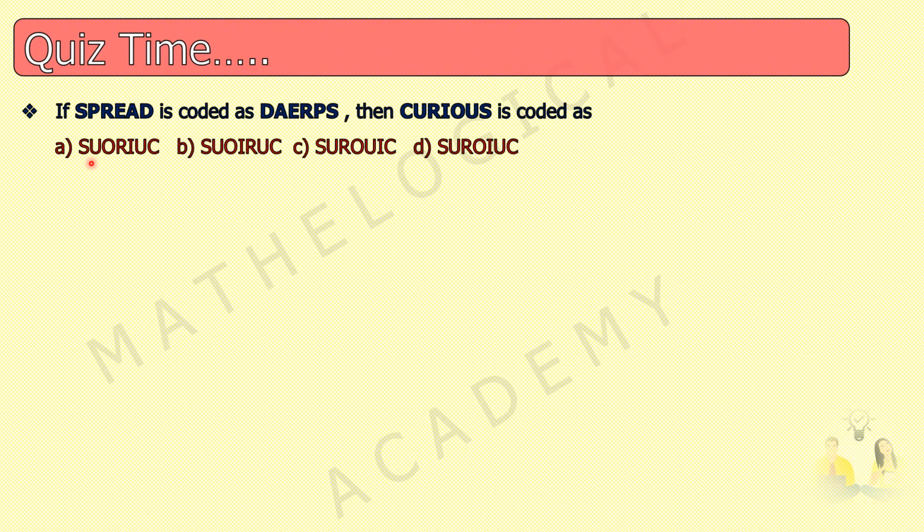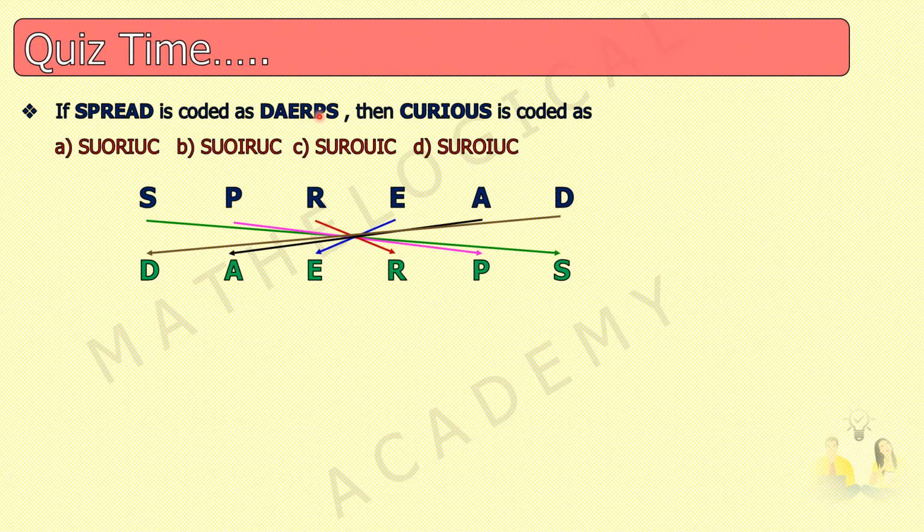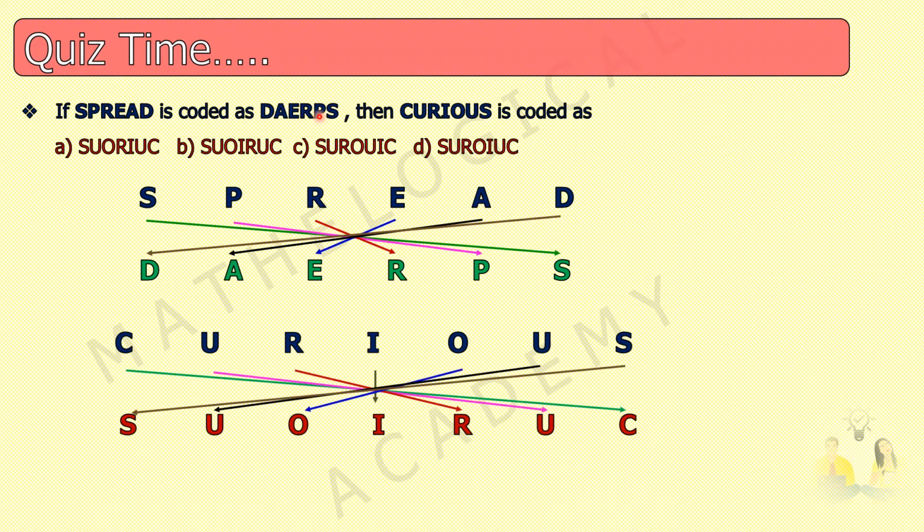Question number 3. If SPREAD is coded as DAERPS, then CURIOUS will be coded as. 5 seconds. Pattern. We notice that the same letters are there in the code. The letters which were there in the word are present in the code also. So it must be some kind of rearrangement. SPREAD is coded as DAERPS. So CURIOUS will be coded as.